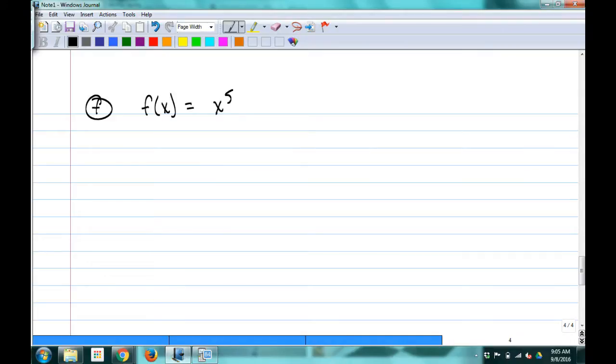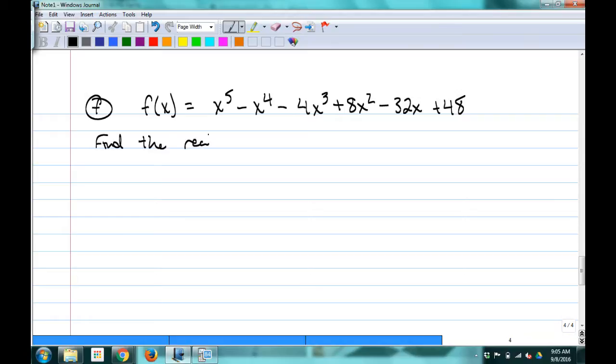So x to the 5th minus x to the 4th minus 4x cubed plus 8x squared minus 32x plus 48. All right, so a big one. It's got an x to the 5th power. We want to find the real zeros. I'm going to tell you this one has a couple of zeros that are not real numbers. They're imaginary. This section is only about the real zeros, not the complex ones.